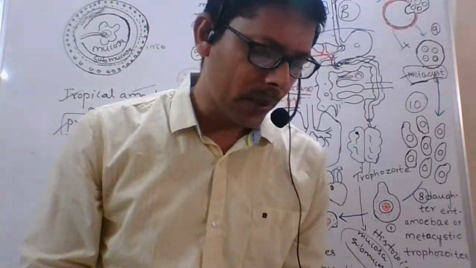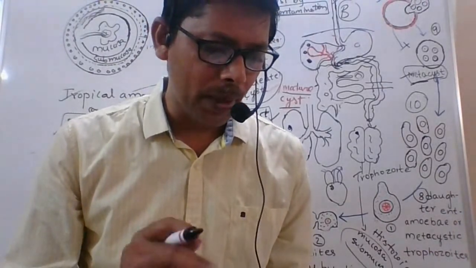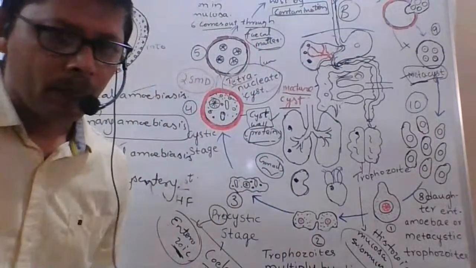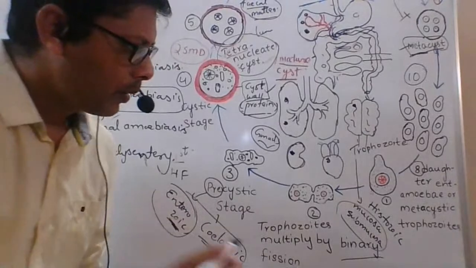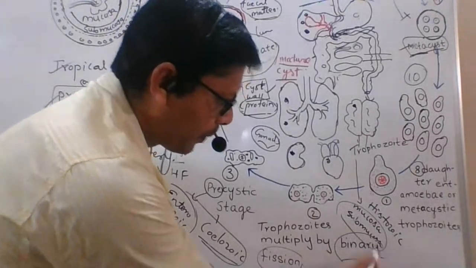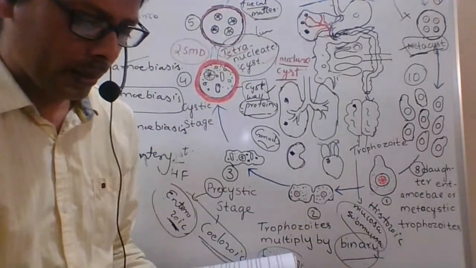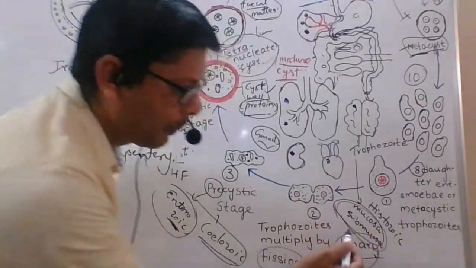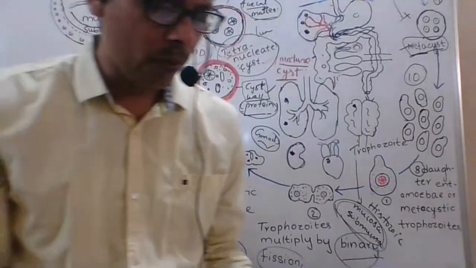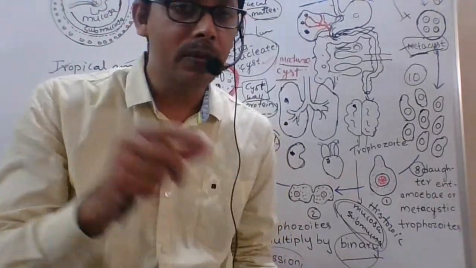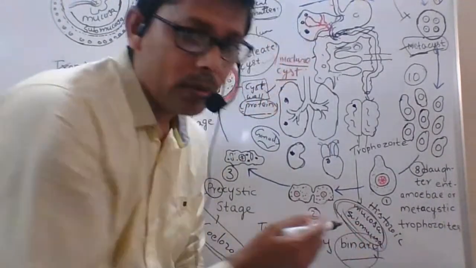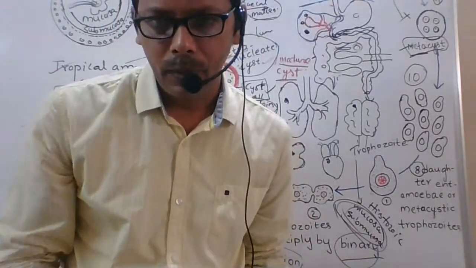Next one: the trophozoite of Entamoeba histolytica reproduces asexually by binary fission. By binary fission in the wall of the alimentary canal, that means in the mucosa and submucosa, not in the lumen. Because the trophozoite stage is in the mucosa and submucosa, that is, in the wall. Okay, right.